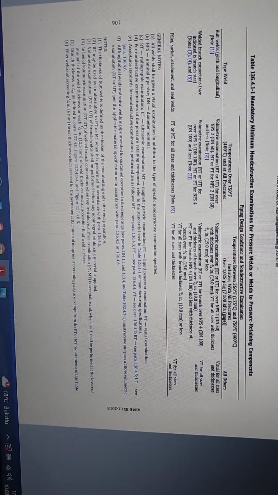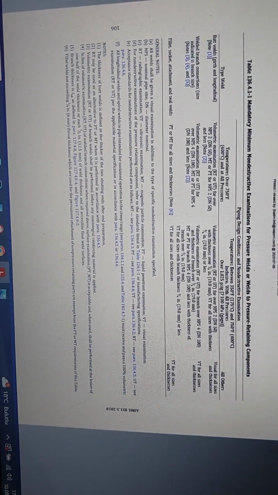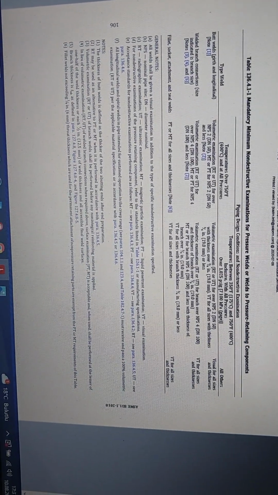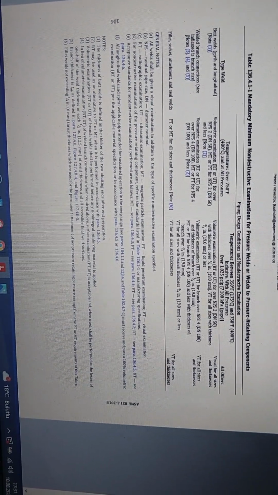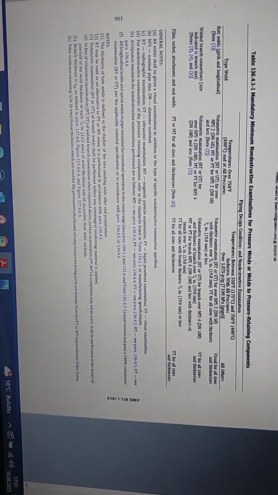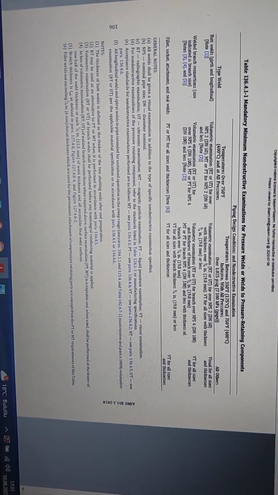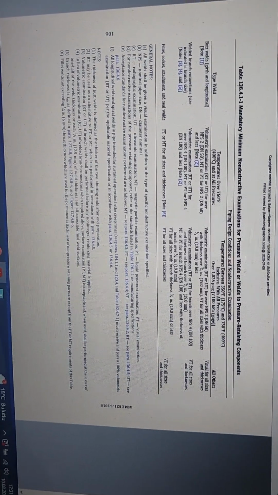For the butt welds over 400 centigrade, RT or UT for over nominal pipe size 2, MT or PT for nominal pipe size 2 or less. For the branch connections, RT or UT for over nominal pipe size 4, MT or PT for nominal pipe size 4 and less. For fillet and socket welds, PT or MT for all sizes and thicknesses.